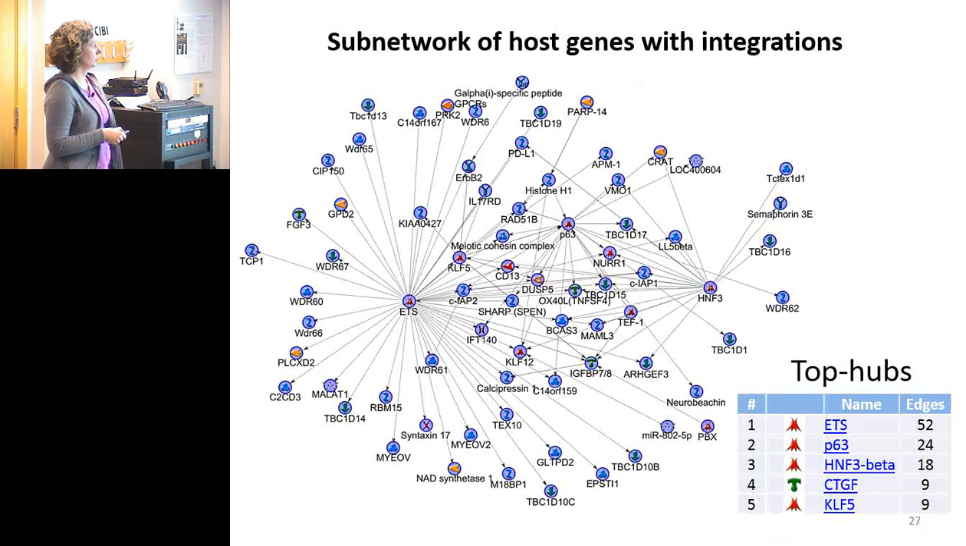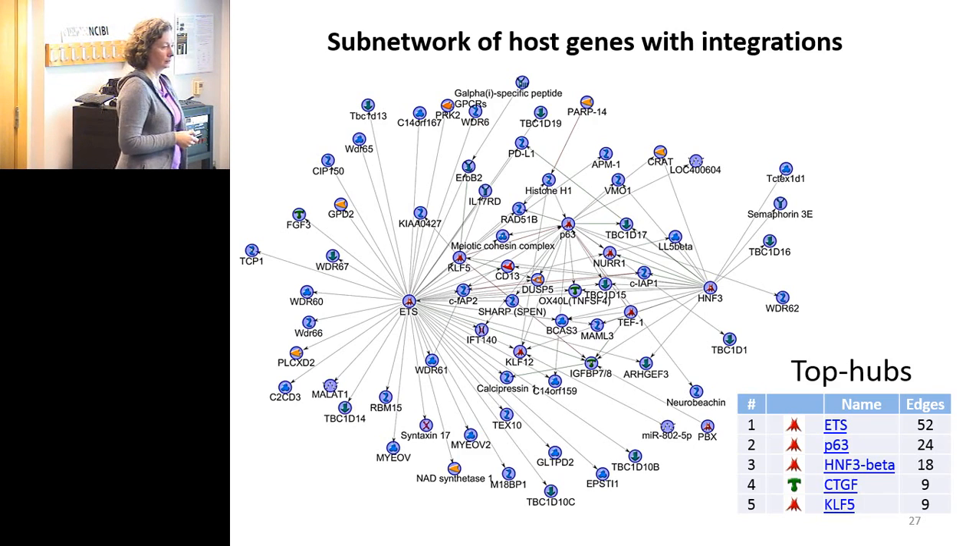And this is ETS and P53, and KLF5, HNF23, and CTGF. This protein is actually a complex protein in MetaCore. That's how I understand how MetaCore works. But did you? Where is P53 here? P63. I said P53, sorry, P63.